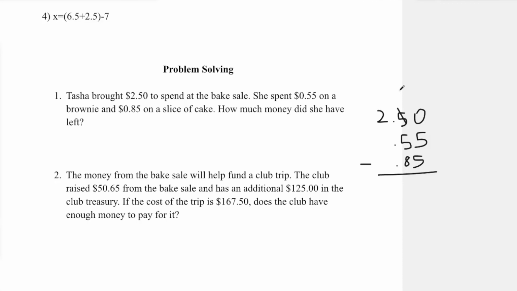So we borrow 1. 10 minus 5 would be 5. And if we borrow 1 again, 14 minus 5 minus 8 would be 1. And then the 1 would drop down. So the answer would be $1.10.